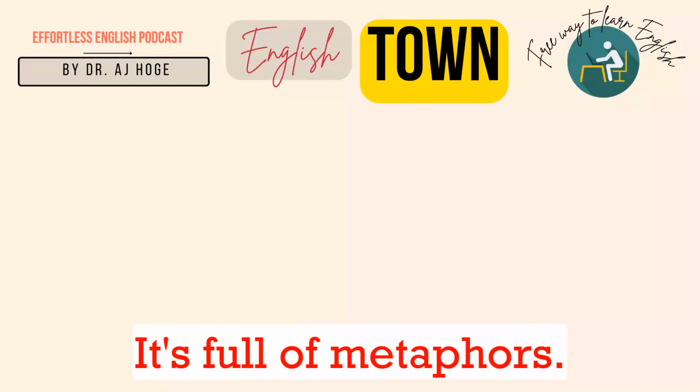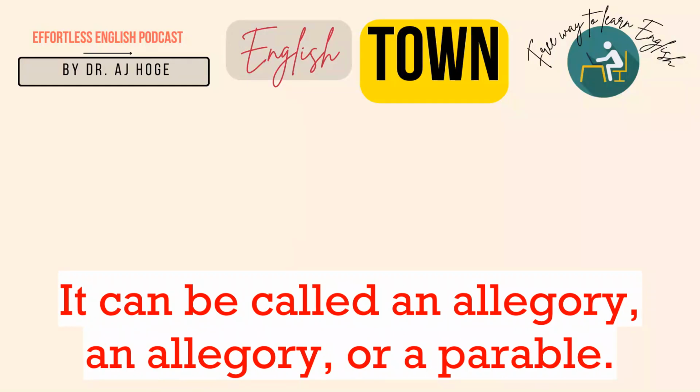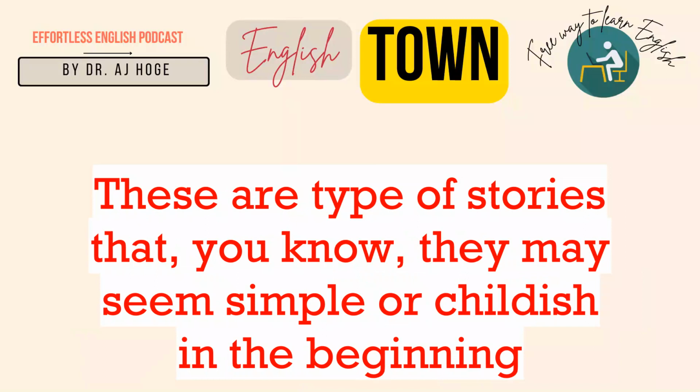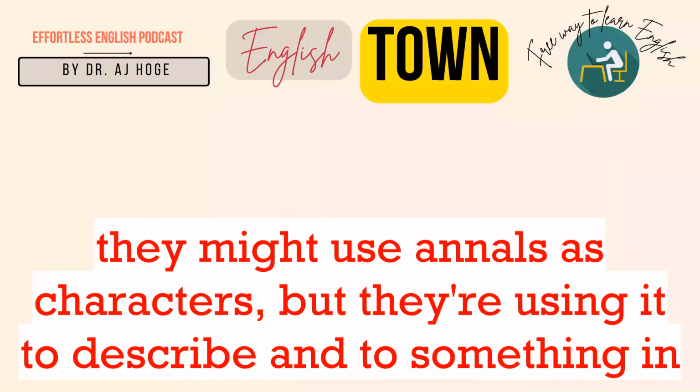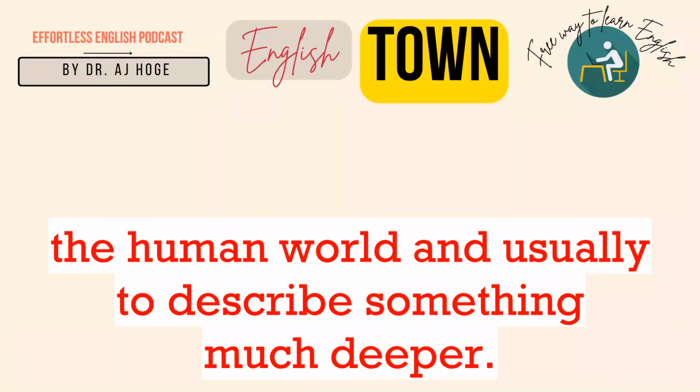It's full of metaphors. It can be called an allegory or a parable. These are types of stories that may seem simple or childish in the beginning. They might use animals as characters, but they're using it to describe something in the human world, and usually to describe something much deeper.